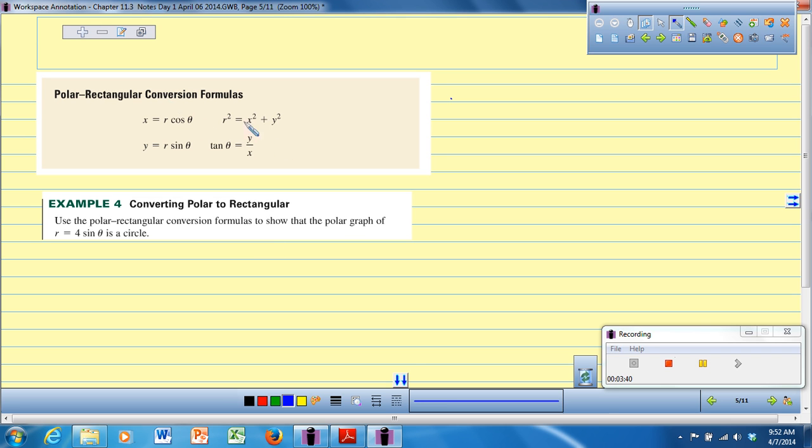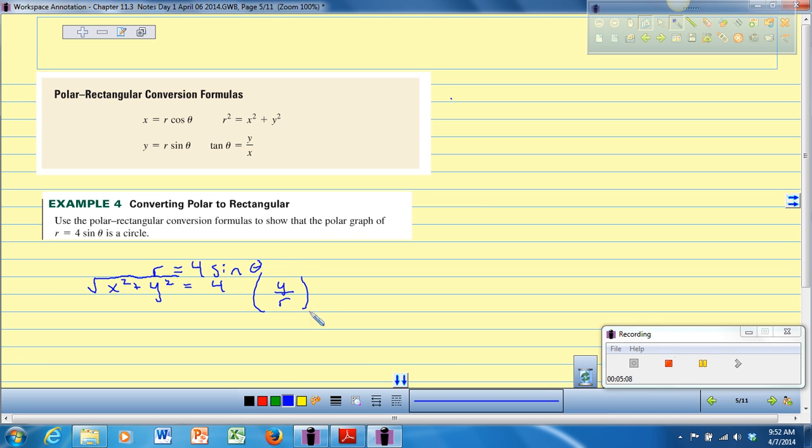So let's use these conversion formulas to help us do example 4, which says use the polar rectangular conversion formulas to show that the polar graph of r equals 4 sine theta is a circle. All right, so what can I replace r with from my formulas? Square root of x squared plus y squared is equal to 4. What can I replace sine theta with? Y over r.